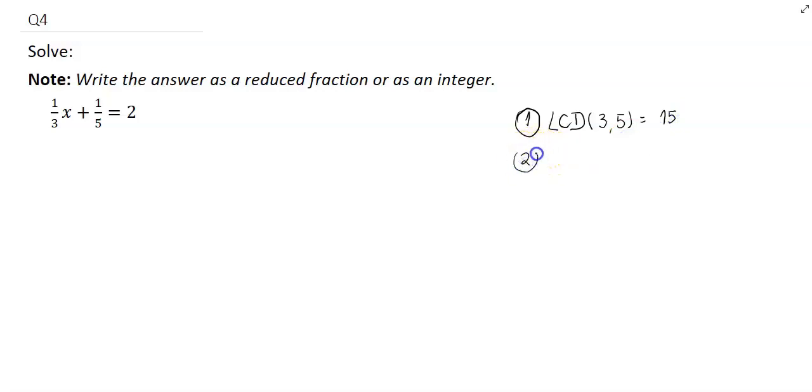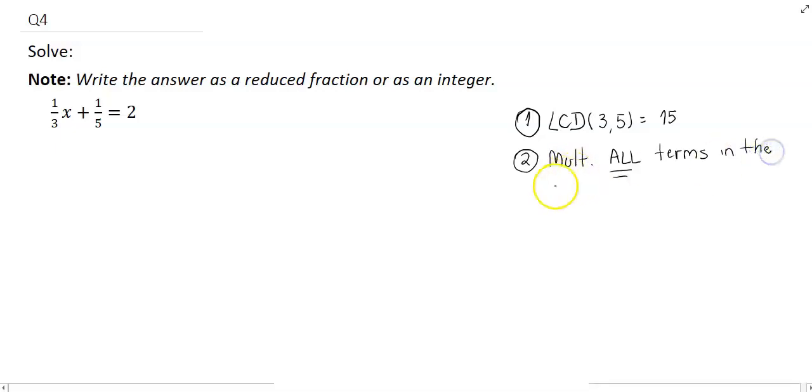Then the second step is to multiply all terms in the equation by the LCD. So let's do that. Okay, so the LCD is 15. I have 1, 2 on the left side and I have another one on the right side. So I'm going to multiply everything by 15.